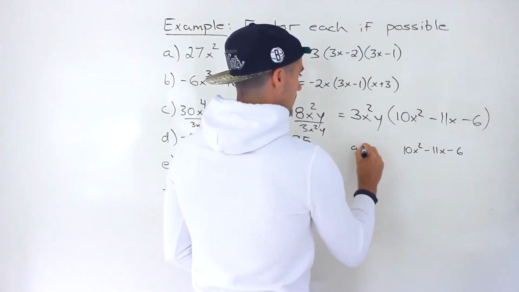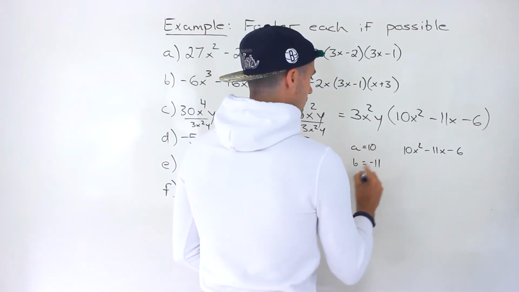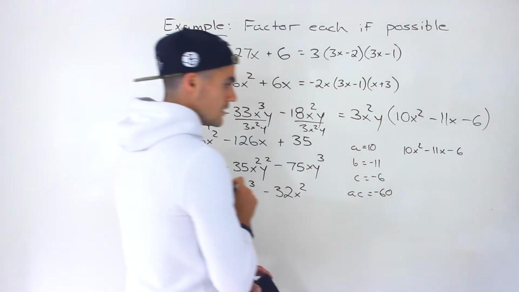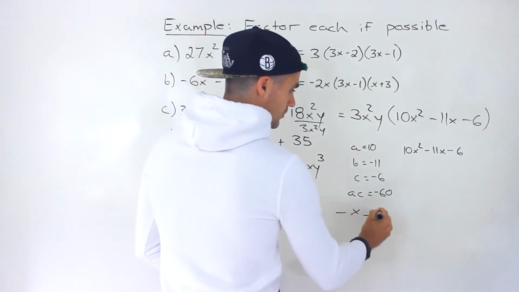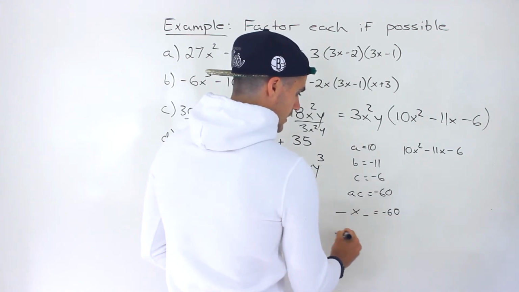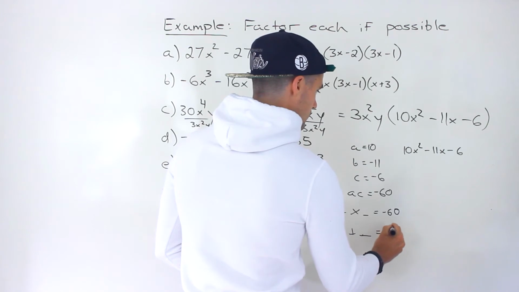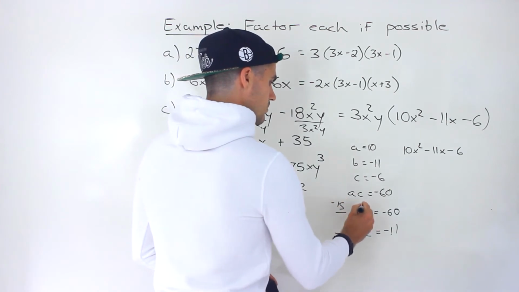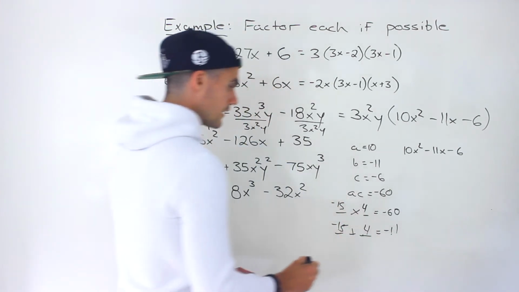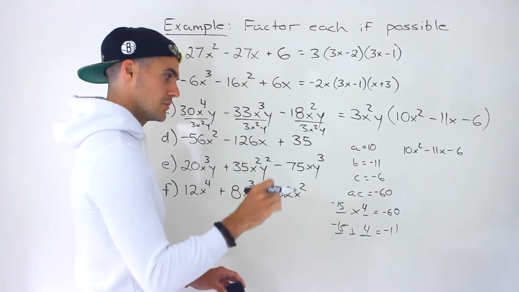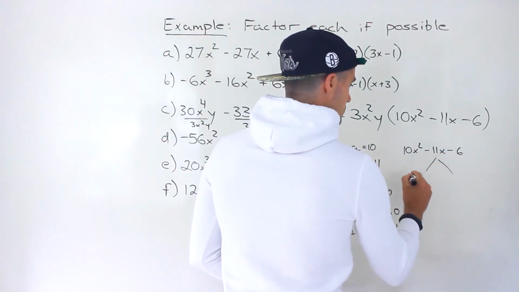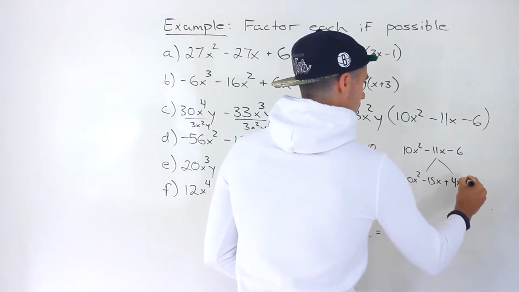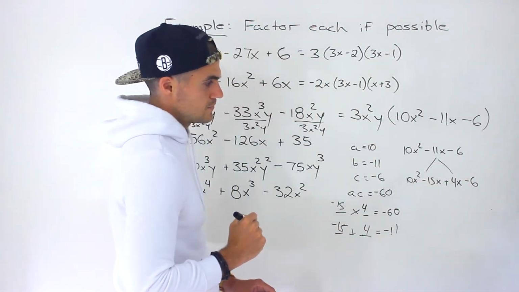Let's see if it factors. So we end up with that. Are there two numbers that multiply to negative 60 and add up to that b value of negative 11? And the two numbers would be negative 15 and 4. Negative 15 times 4 gives us negative 60. Negative 15 plus 4 gives us negative 11. Decompose that middle value, or that b value, into those two, and then factor by grouping.